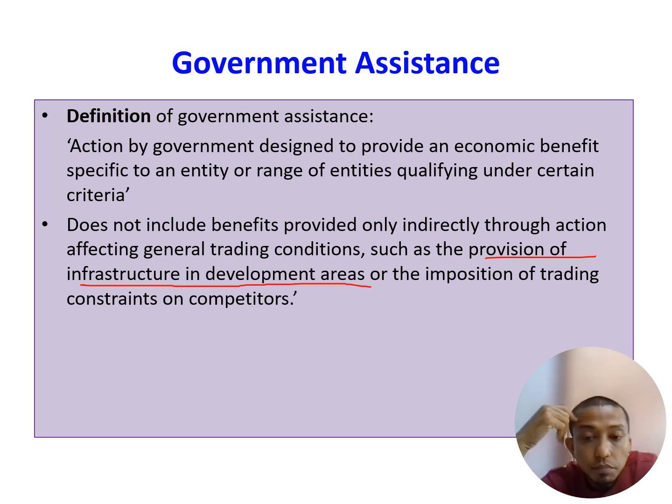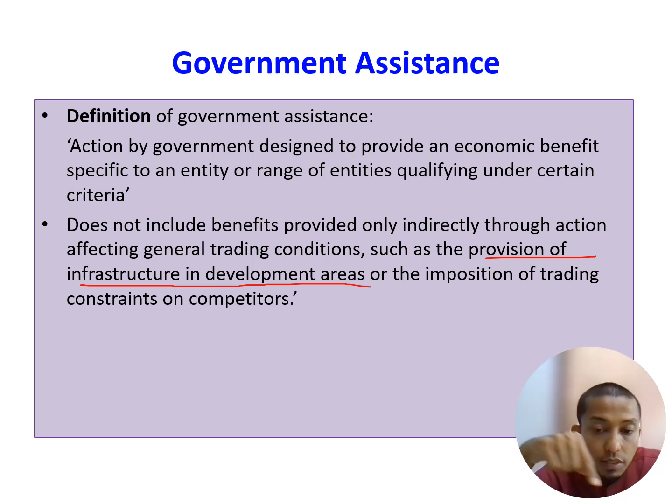For example, take a certain company in Malaysia, for example TNB. Does TNB have competitors in Malaysia? No, right? Only TNB provides electricity in Malaysia. No other company can provide electricity to the public. Why? Because it is controlled by the government. This is government assistance.